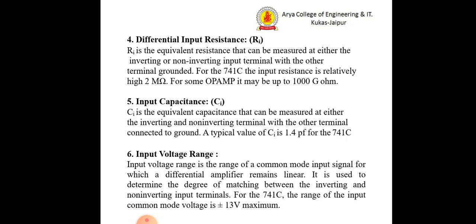Next is the input voltage range. The input voltage range is the range of a common mode input signal for which the differential amplifier remains linear. It is quite important to understand this particular parameter in order to make the op-amp work according to your requirement. It is used to determine the degree of matching between the inverting and non-inverting input terminals. For 741C, the range of input common mode voltage is plus or minus 13 volt maximum.